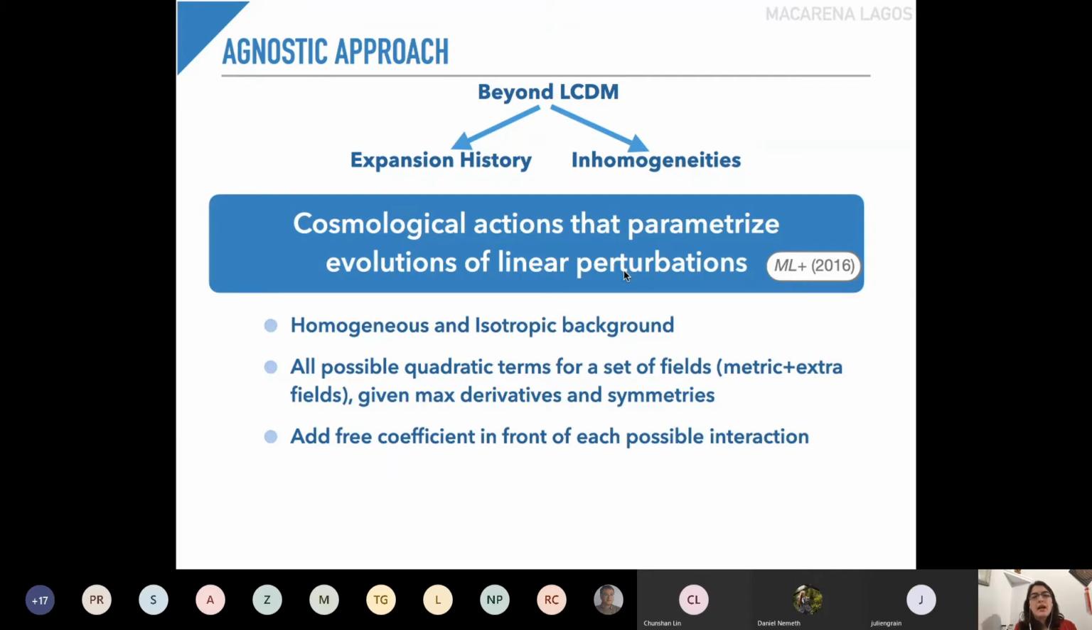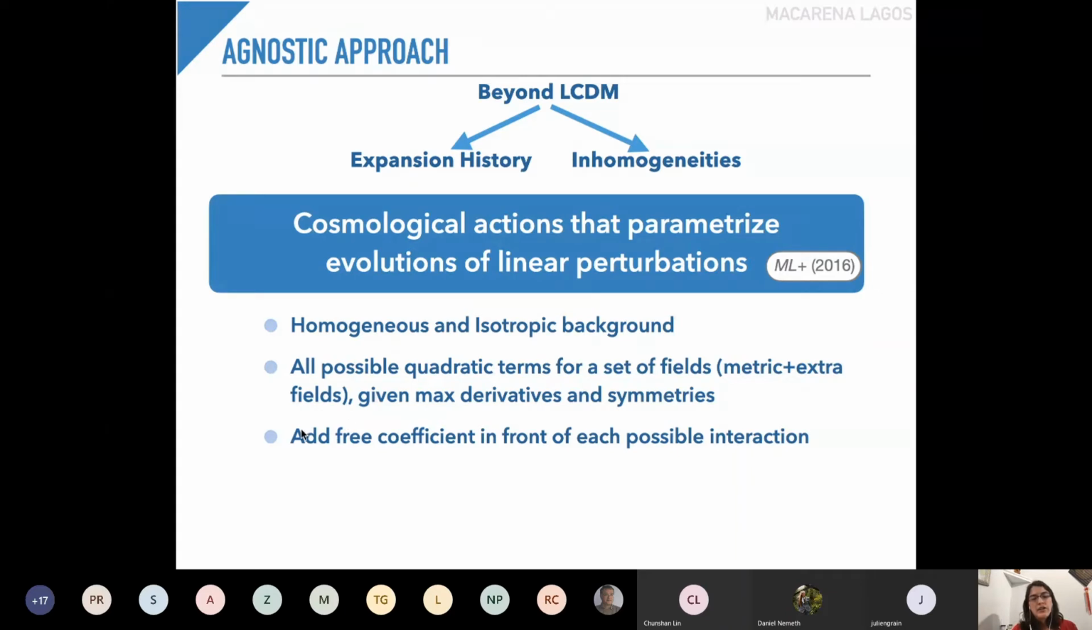So in my case, I will assume that I don't know how the metric behaves, and that there is one additional field that actually will correspond to the dark energy field. So the cosmological constant now is promoted to be a field in these modified cosmologies. And I don't know how this field behaves and also how it interacts with the metric. So we write down all the possible interactions that the metric and this extra field could have.